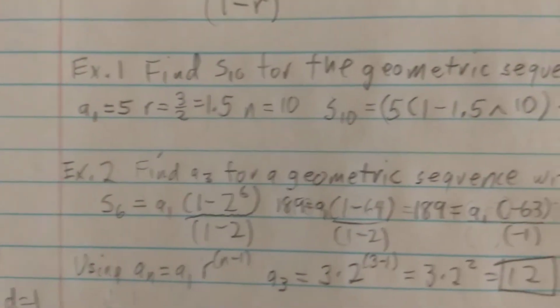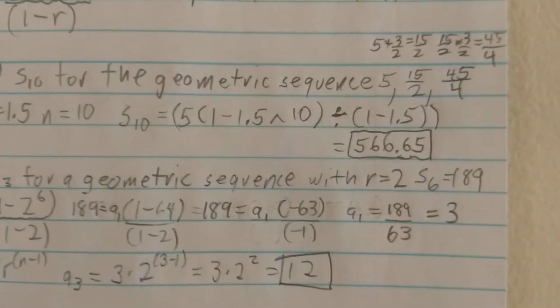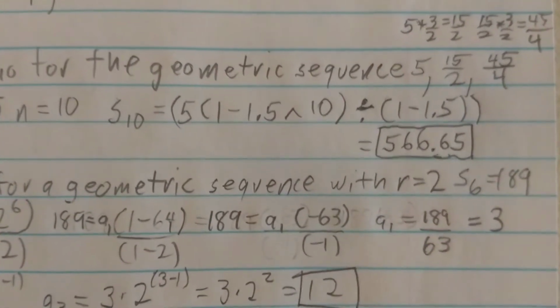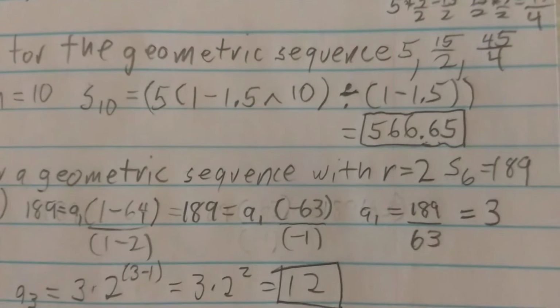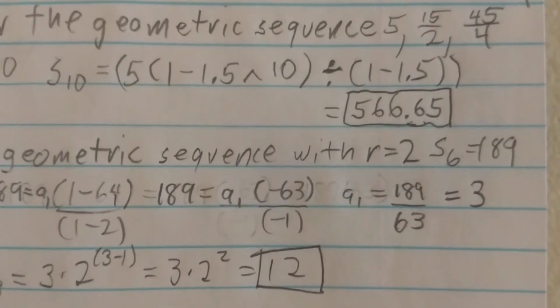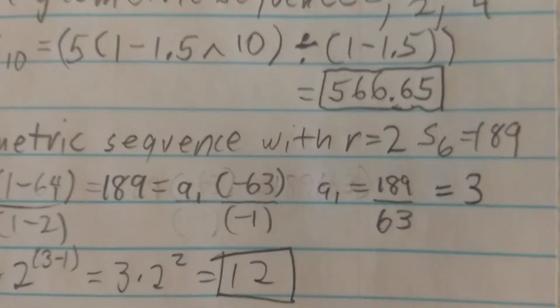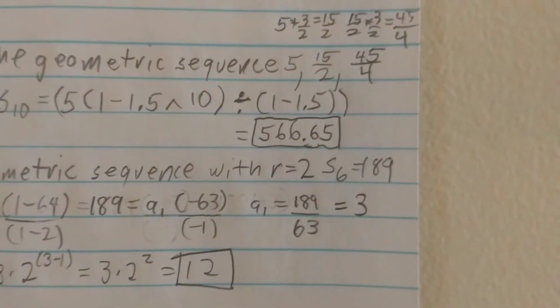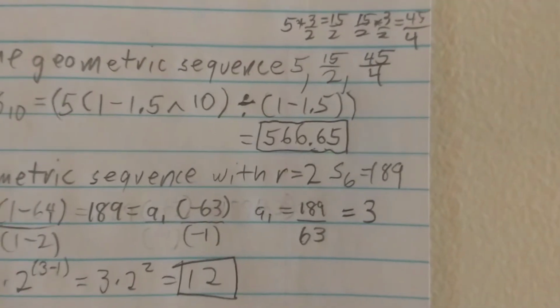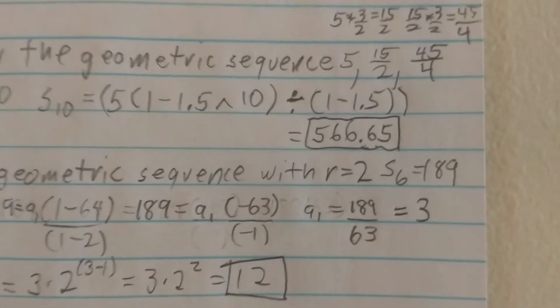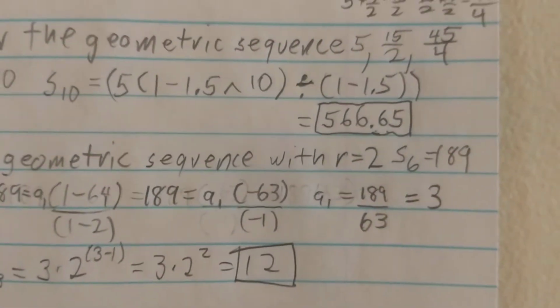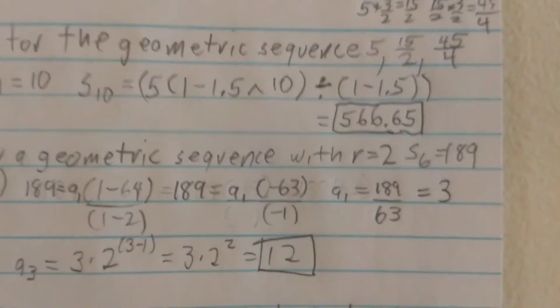So now in order to do S10 on the calculator, I'm going to need to do it like this for the first time. So do it just the way I'm showing you here: parentheses 5, parentheses 1 minus 1.5 power 10, divided by parentheses 1 minus 1.5 close parentheses. So you have to follow all the parentheses. You can't skip anything. And when you do, you get 566.65. Make sure you can get that on the calculator.